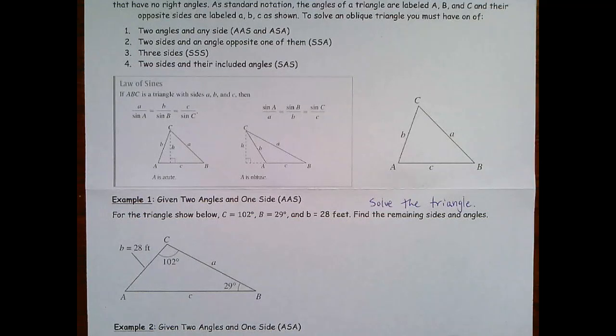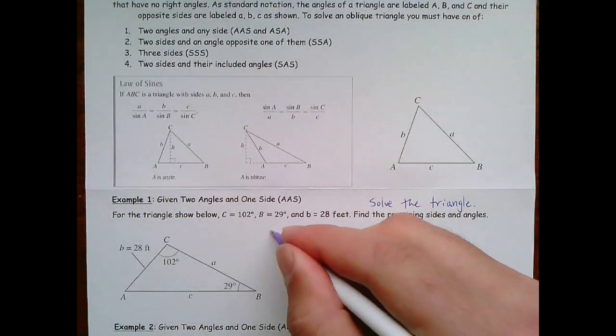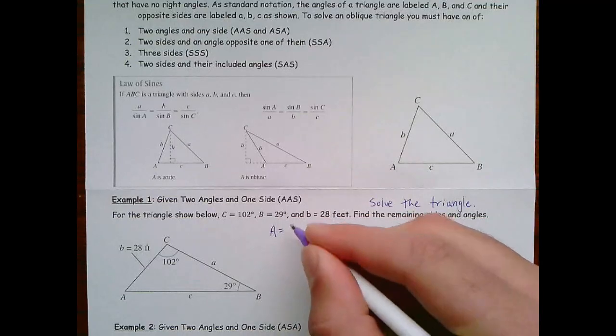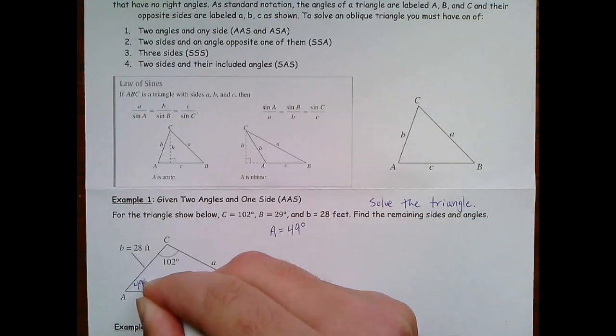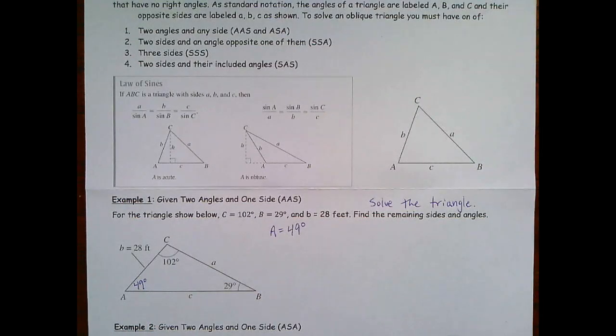So if I take 102 and add it to 29, it's 131. How can I find out what angle A is? I can take 180 and subtract 131. What will be left over is 49. So knowing that, I could write it already. I could say that angle A is going to be 49 degrees. If you want, you could even label your picture, 49 degrees. I now have all the angles.